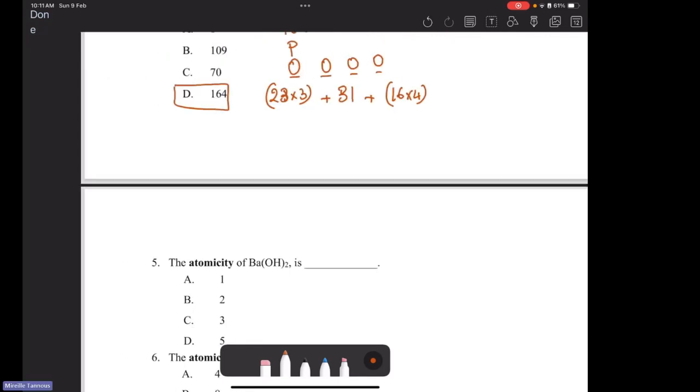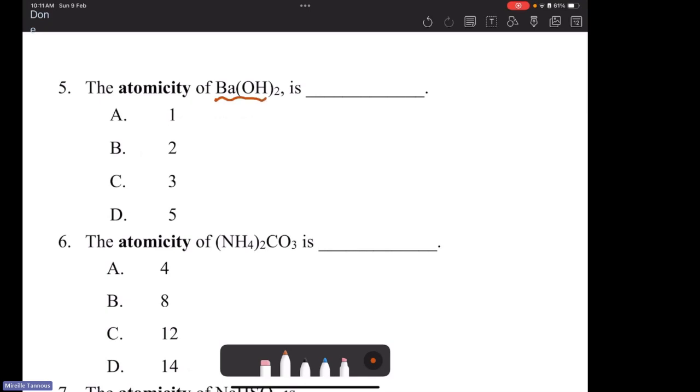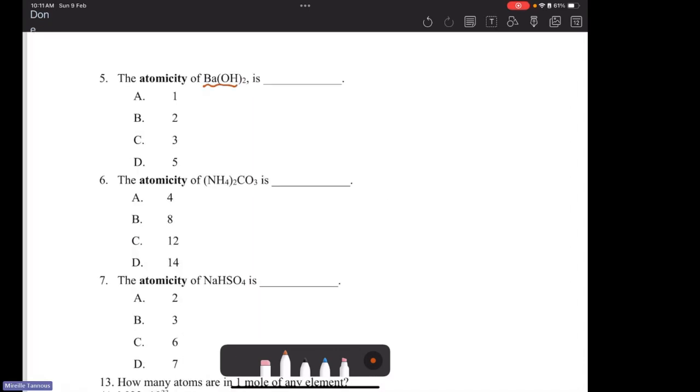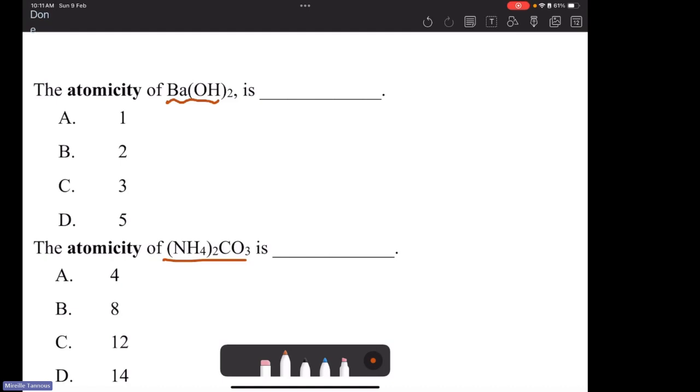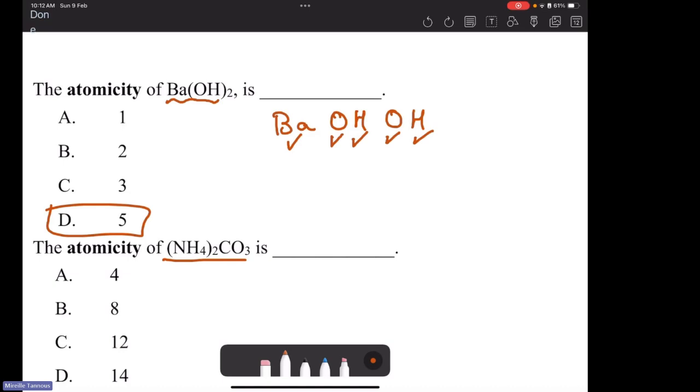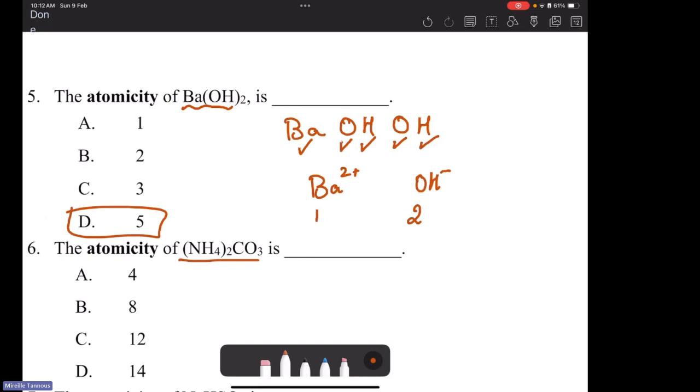Now this is atomicity. They are asking us to find the atomicity in this compound. Again, some compounds look complicated, like these two are complicated, whereas this one is simple, straightforward. Always learn to split the formula, to distribute the formula. So here I have one barium and I have OH in the parentheses twice. It means I have one, two, three, four, and five atoms in this compound. I have five atoms. And to be more specific, I have one atomicity for barium ion and two atomicity for hydroxide ions.